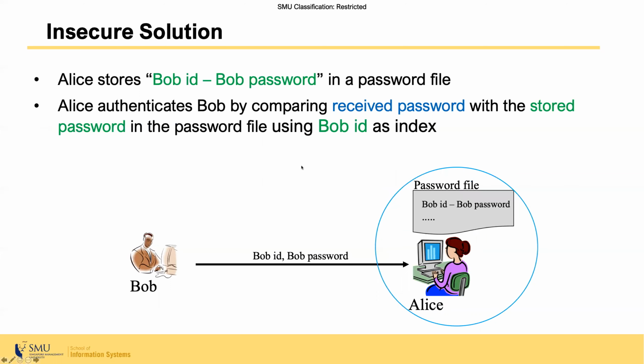Let us look at an insecure solution when using a weak authentication scheme. Assume Alice stores Bob's ID and password in a password file like this. The insecure solution of storing such a password is by simply storing it as it is, in plain text format. Let me write here: Alice stores password in plain text format.